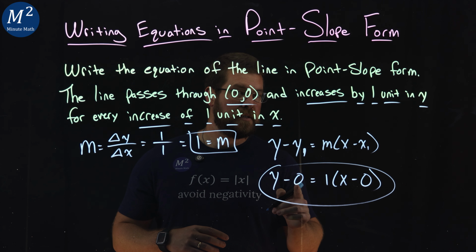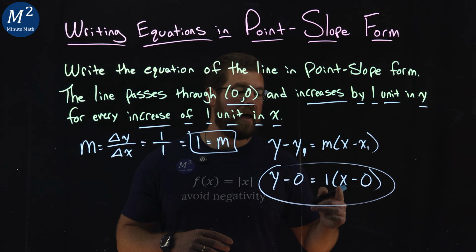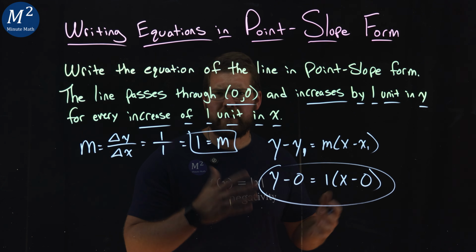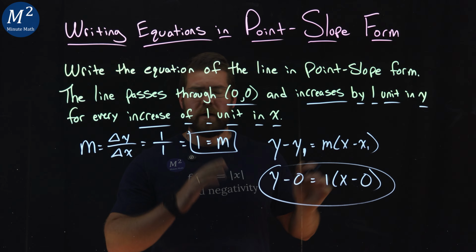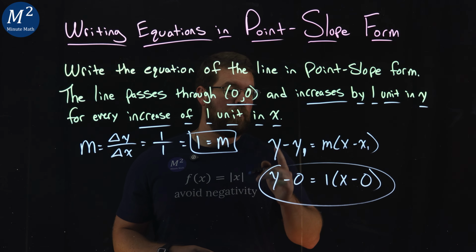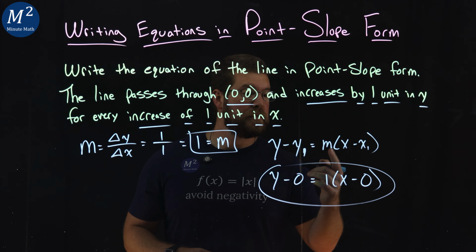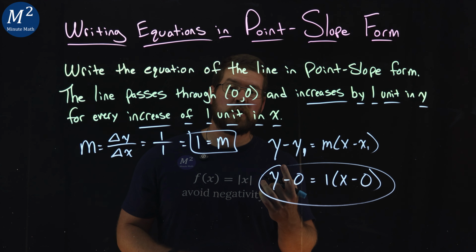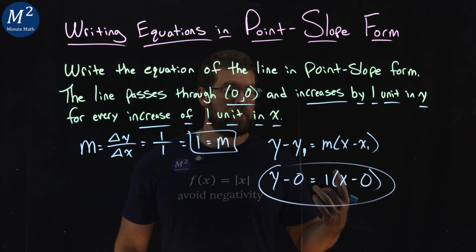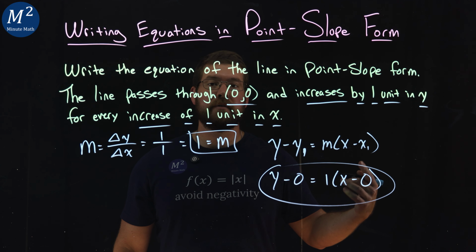y minus 0 equals 1 times x minus 0. This would simplify to be y equals x, but for right now, point slope form, y minus y1 equals m times x minus x1, is our y minus 0 equals 1 times x minus 0.